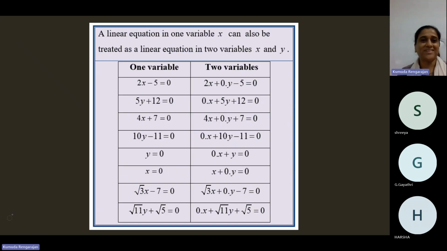Now here comes a twist. Every linear equation in one variable x can be treated as a linear equation in two variables x and y. I'm repeating so that you internalize: every linear equation in one variable x can be treated as a linear equation in two variables x and y.